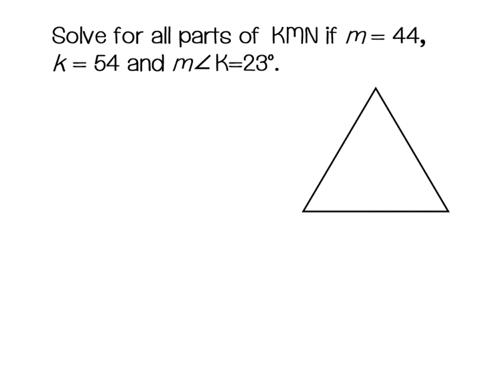Okay, one last problem here. This is going to be what your homework is like because your homework is on Delta Math. Okay, so it says solve for all parts of triangle KMN. So I'm going to go ahead and label my triangle KMN. It doesn't really matter what your triangle looks like or what order you put things in, just KMN. We know side M, so it's a lowercase m, so side M is 44. K is 54. And the angle K is 23 degrees.